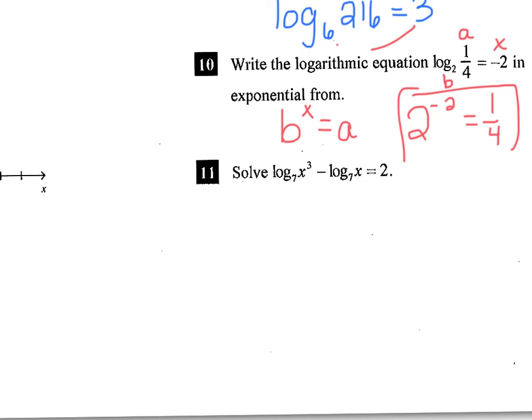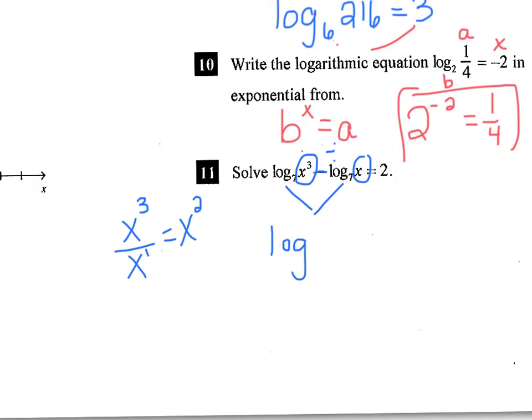Alright, for number 11, we want to combine these two logs that are both log 7, and the rule, since it's a subtraction problem, is to divide those two. So off to the side here, it's x to the 3rd divided by x to the 1st. 3 minus 1 is 2. So this becomes log base 7 of x squared, and that equals 2.